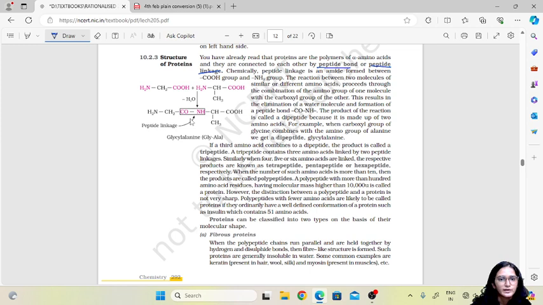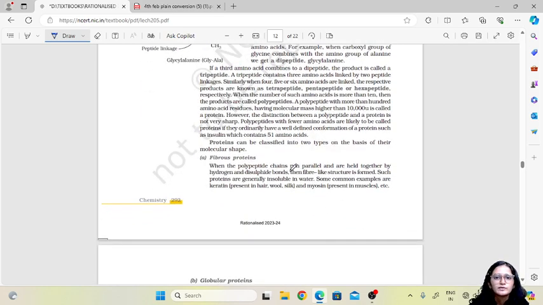So you can see here they are combined together. These two amino acids are treated together, and this is a peptide linkage which is formed from the carboxyl group of one molecule and the amino group of the other molecule. Then the product is called a dipeptide because we are combining two amino acids, that is glycylalanine. If a third amino acid combines to the dipeptide, it is called a tripeptide, and so on. And if you have more than 10, then it is called a polypeptide.